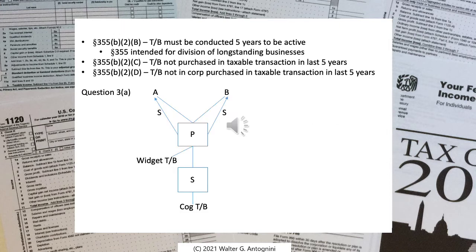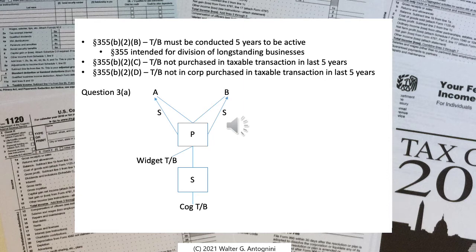Some other requirements are set forth in Section 355B. 355B2B requires a trade or business to be conducted for 5 years in order to be considered active. Now, why this basic requirement that the business be conducted for 5 years? The theory is that Section 355 is designed to allow for the division of long-standing businesses. From another perspective, without this requirement, a corporation could invest idle cash in a new business and distribute that new business tax-free as long as it was in corporate solution, a result not intended by Congress for Section 355.